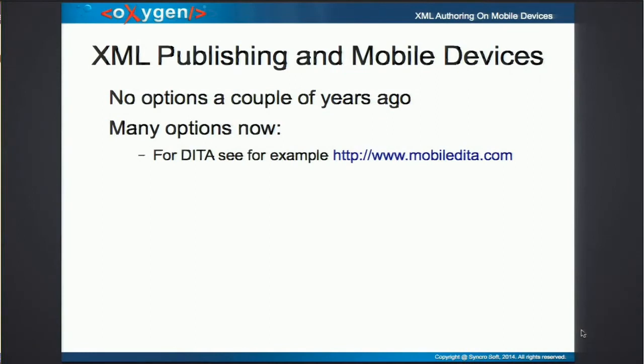For XML publishing, the output that you get from XML, a few years ago there were not so many mobile-friendly output formats from DITA or DocBook and so on. But now you can obtain different book formats like EPUB or Kindle format from DITA. So you can have that on your mobile device. And there are also, on the website mobiledita.com, a number of different web help outputs that are specially formatted to work on mobile devices.